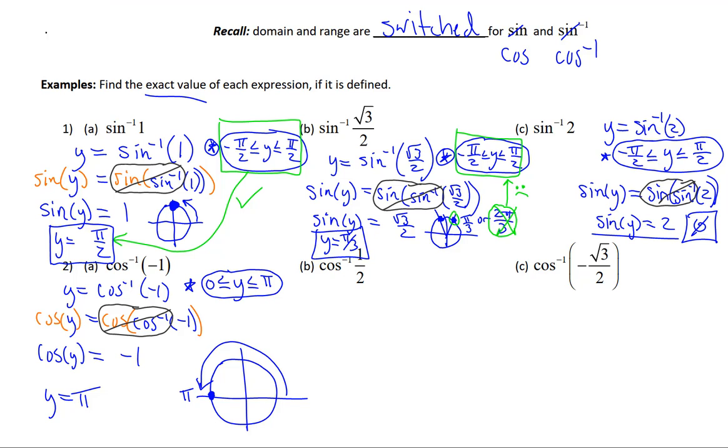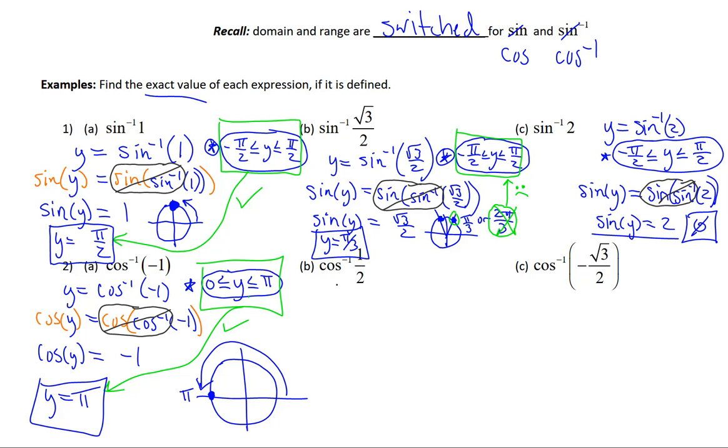And again, what matters is that that is within the restriction we have on the y value as the output of the cosine inverse function restricted from 0 to pi. Pi is within that because it's an inclusive boundary, which means we can say pi is our exact value. The y equals pi, which means our original expression, which is what we set y equal to, is pi. Okay, moving on to our next one.